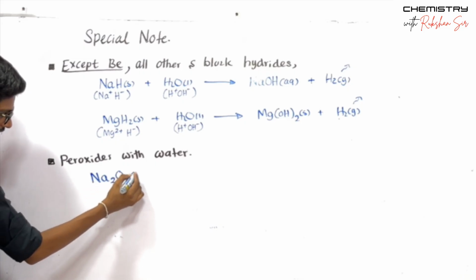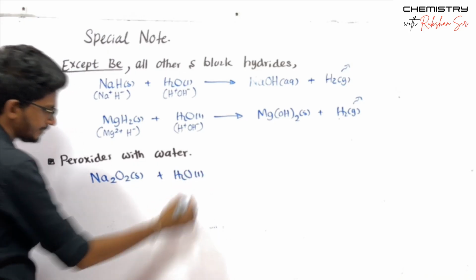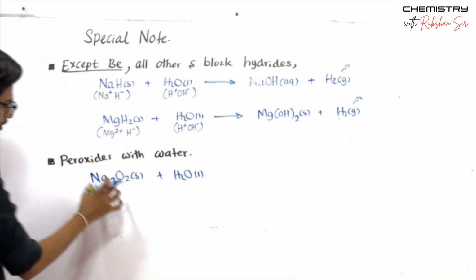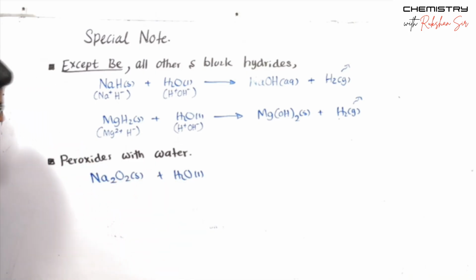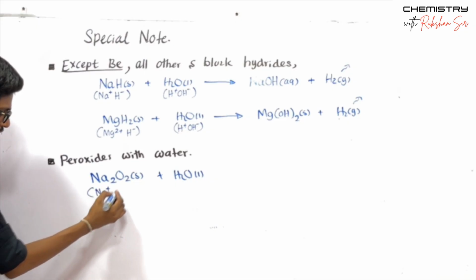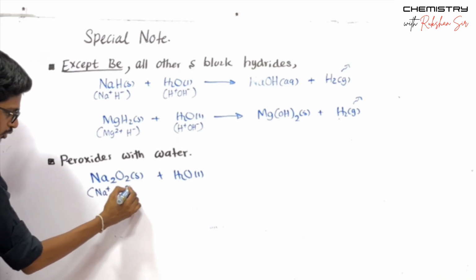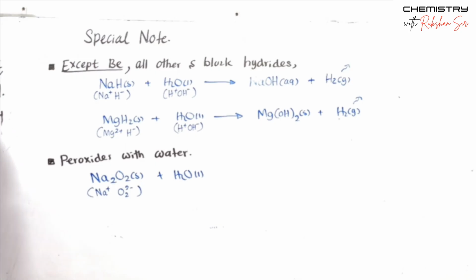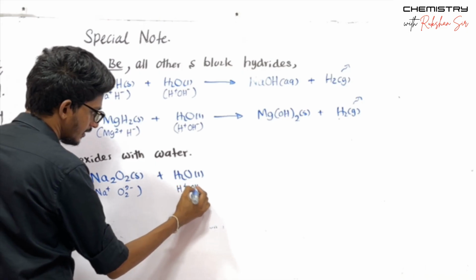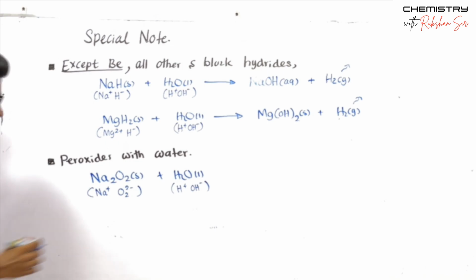Sodium peroxide with water. Again, S block compound with water. So ion exchange. Here you have the Na plus ions, two of them, and the O2 2 minus ion, the peroxide ion. Here you have the H plus ion and the OH minus ion. Let's do the ion exchange.